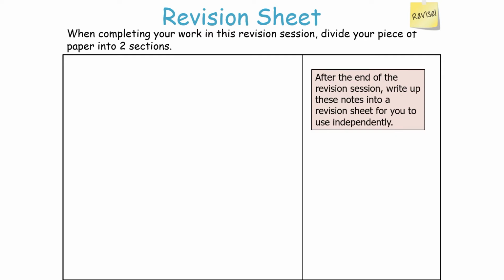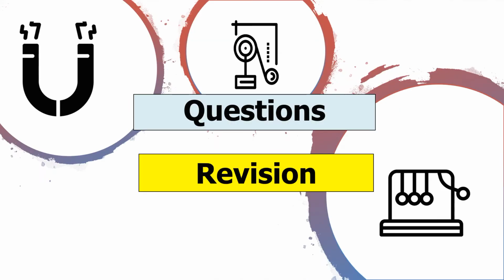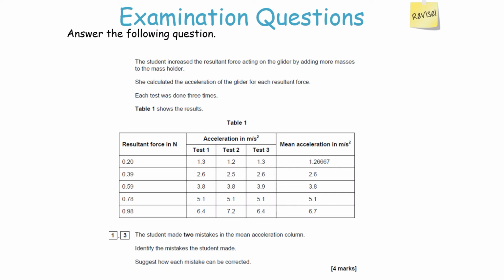And at the end of the revision session, write up these notes into a revision sheet for you to use independently. So let's have a look at a few questions from the GCSE Combined Science Physics Paper 2 section. So the first topic we're going to look at is forces. So let's look at the following question.